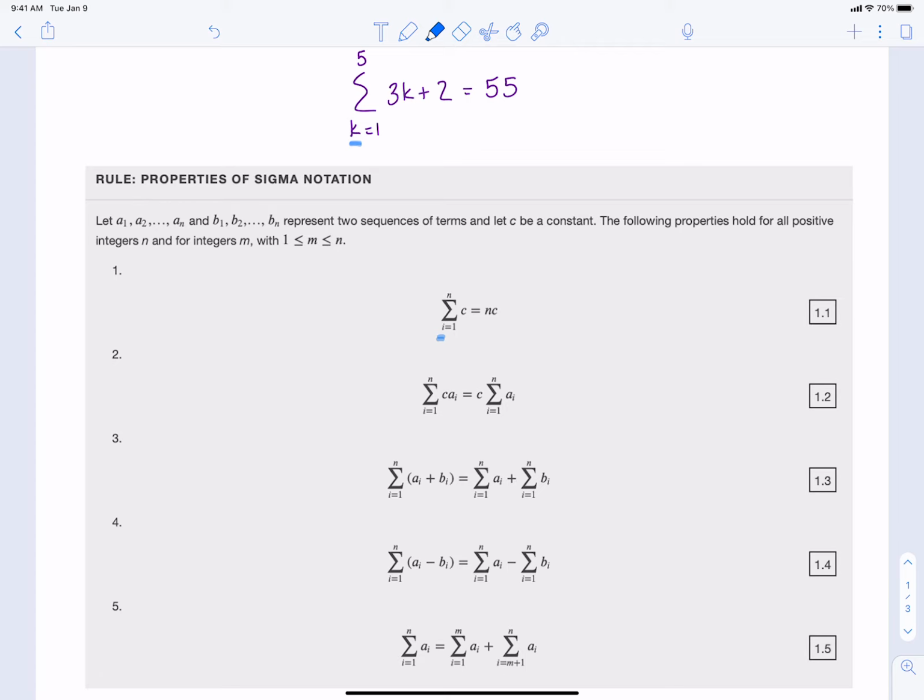We can use whatever we want. A lot of times we use i, k, or j. Those are kind of the standard ones. Sometimes we use n down there. It just depends. So this is saying we've got the sum of a constant.